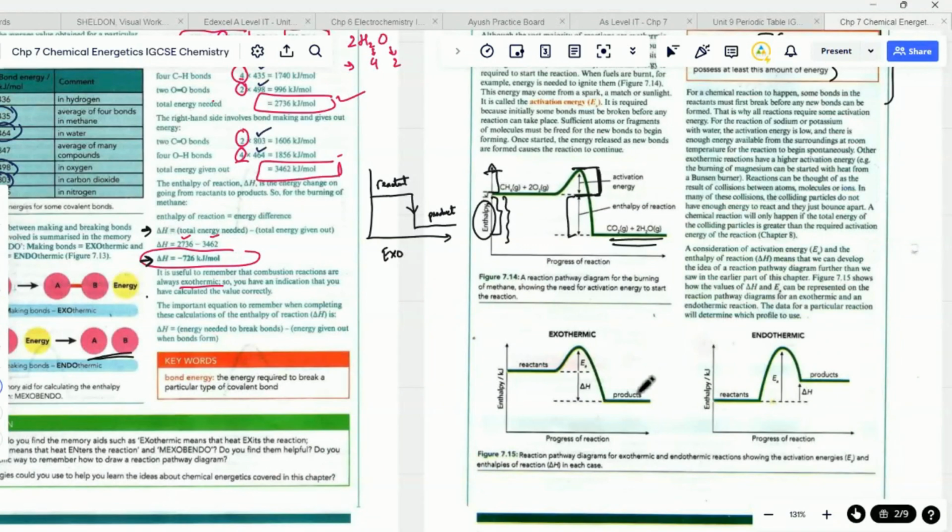Now, how would I know whether the reaction is an endothermic reaction or an exothermic reaction? Like I told you before, in an exothermic reaction, the reactant's energy is always more than the energy of the product. And in an endothermic reaction, the product's energy will always be greater than the energy of the reactants.